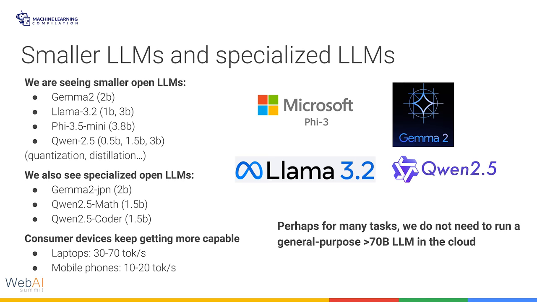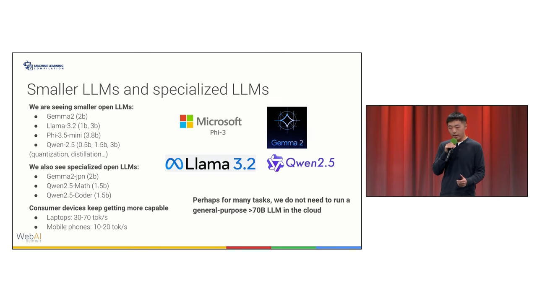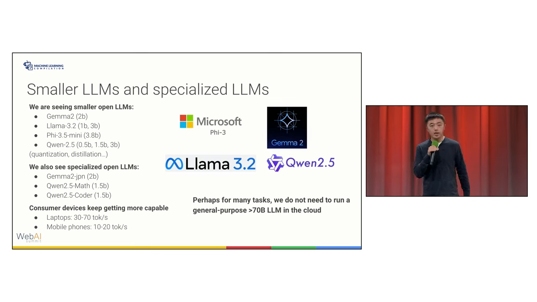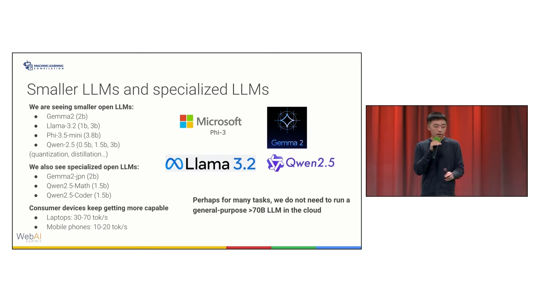However, more recently, we start to see trends where language models get smaller. For instance, model providers start open sourcing smaller models, such as Gemma 2 from Google, Llama 3.2 from Meta, Phi 3.5 from Microsoft, and Qwen 2.5 from Alibaba, around the size of 1 to 3 billion parameters, thanks to techniques such as quantization and distillation. Besides getting smaller, we also see the models getting more specialized. For instance, there's a Japanese version of Gemma 2 fine-tuned on Japanese text, and Qwen 2.5 also has math and coder models specifically.